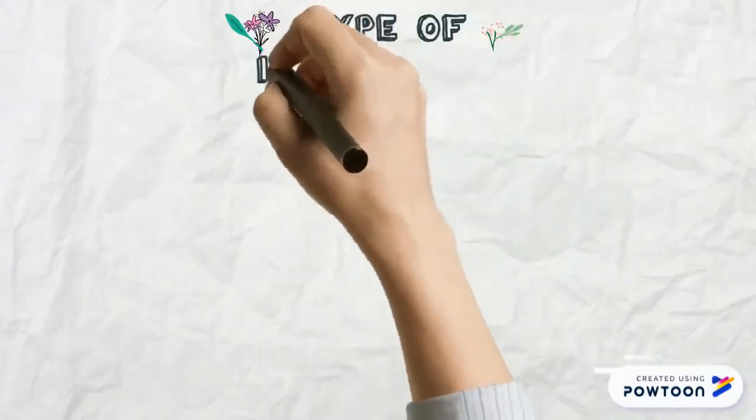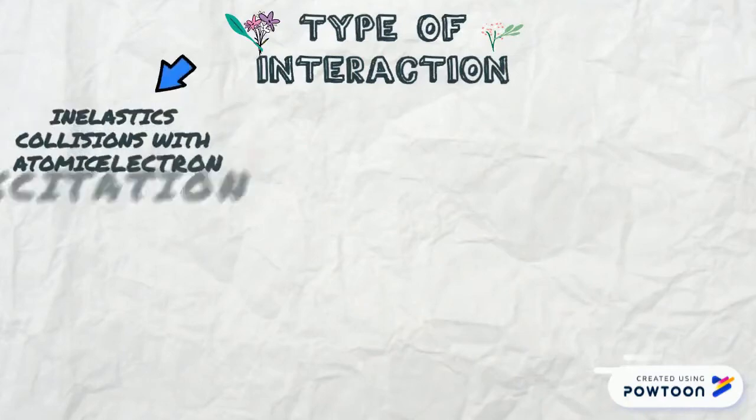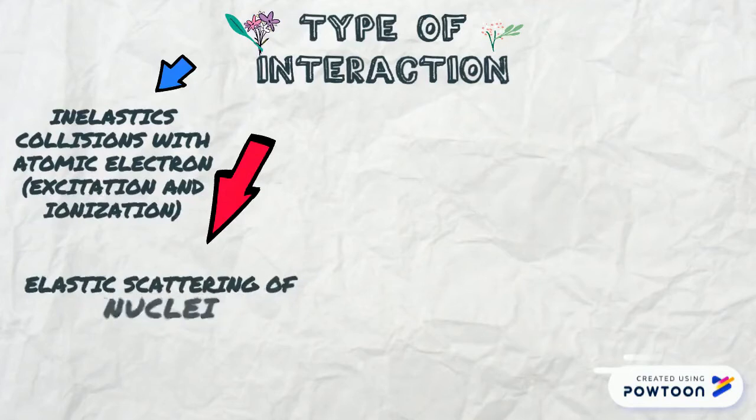There are various types of interaction for the beta particle, but in this video we only focus on 3 interactions.